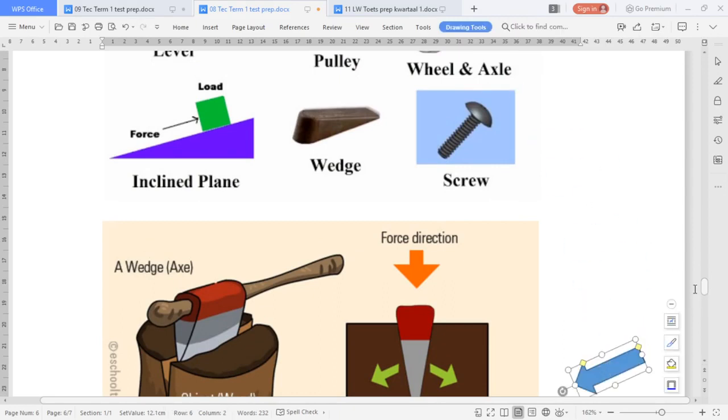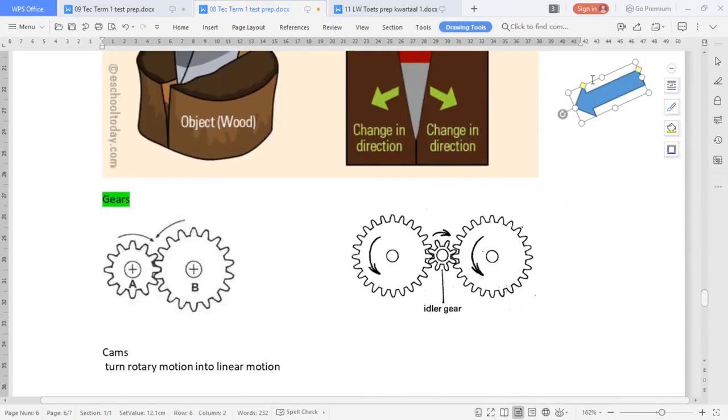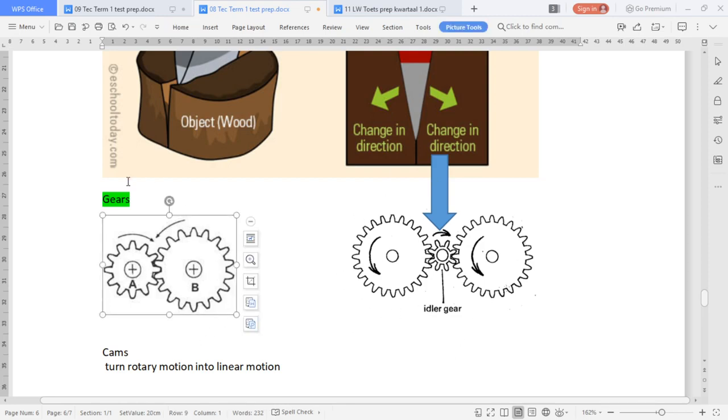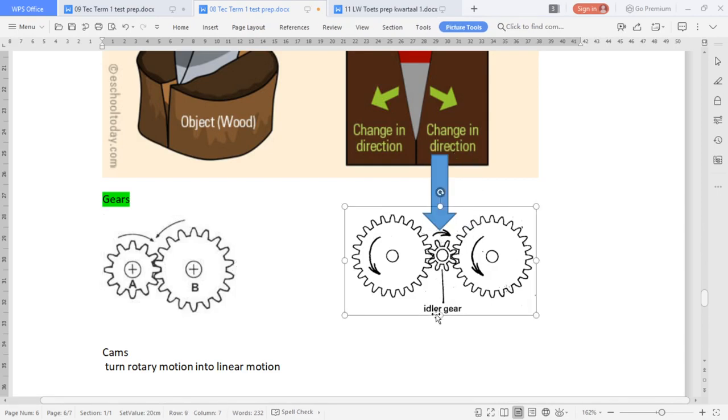The idler gear turns in the opposite direction. So there we go. But these two gears on the side move in the same direction. Have a look at the first picture again. It's two gears moving towards each other. But if we want gears to move in the same direction, we put an idler gear here in the middle.